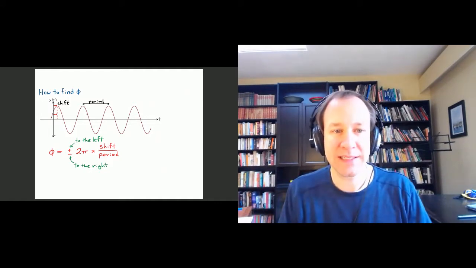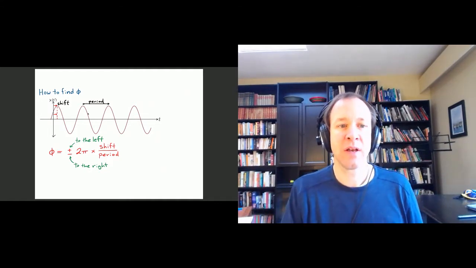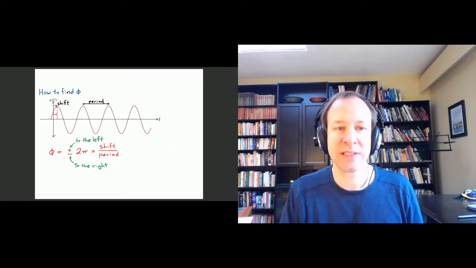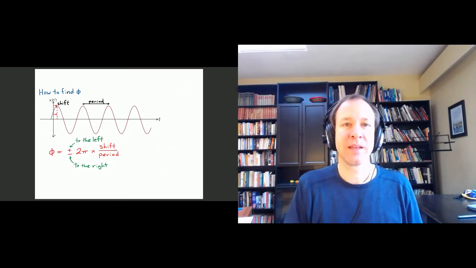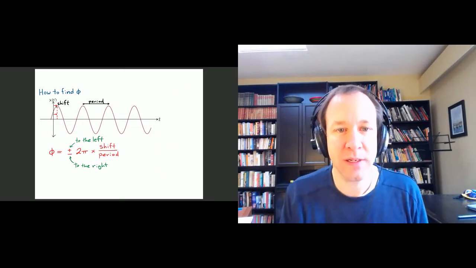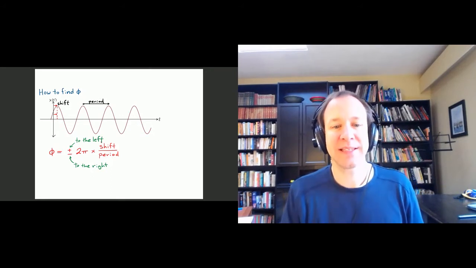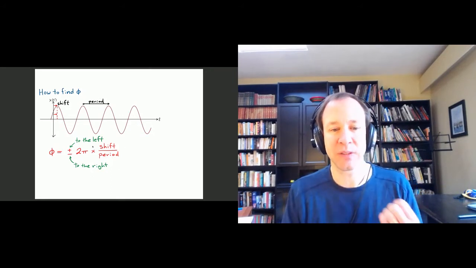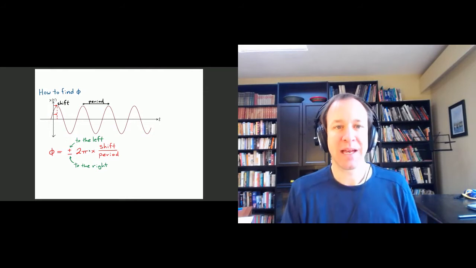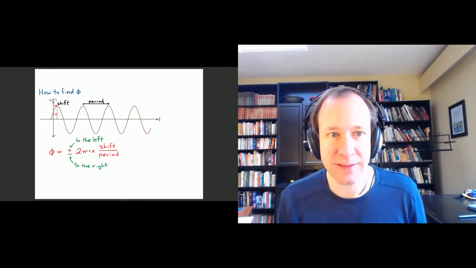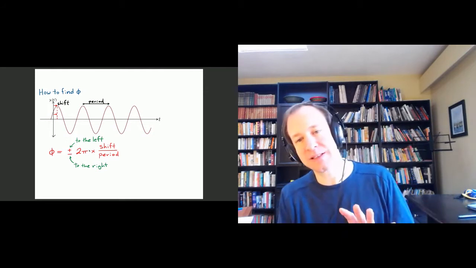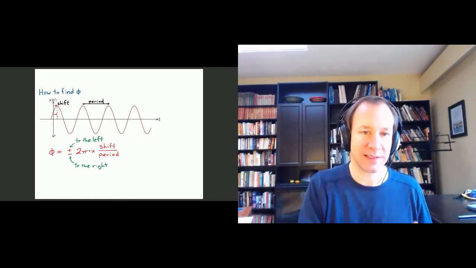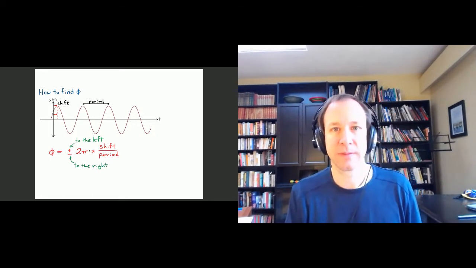And so if you have an example like the one in the picture here, what you want to do is look at how much the shift is, ask what fraction of a period that is, and then take that same fraction and multiply it by 2 pi. And that will be the magnitude of your phase. Okay, and so shifts to the right are negative phases. Shifts to the left are positive phases.